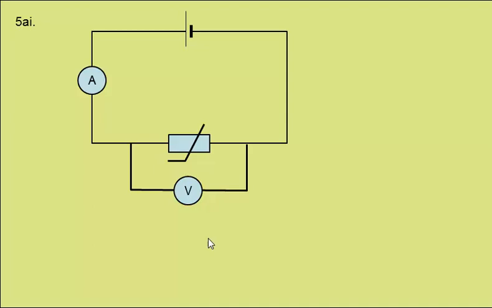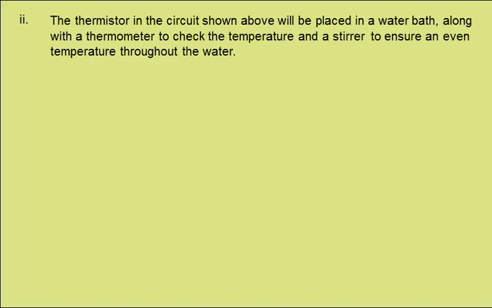with the thermistor. In part 2, we need to describe the procedure the student would follow to get accurate and reliable measurements of the resistance of the thermistor at different temperatures. The thermistor in the circuit shown above will be placed in a water bath, along with a thermometer to check the temperature, and a stirrer to ensure an even temperature throughout the water.